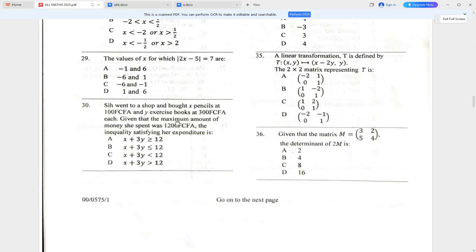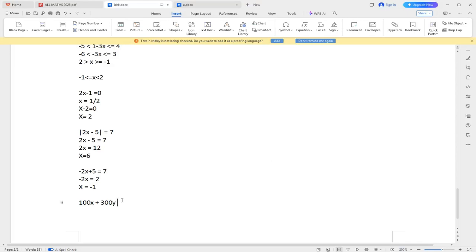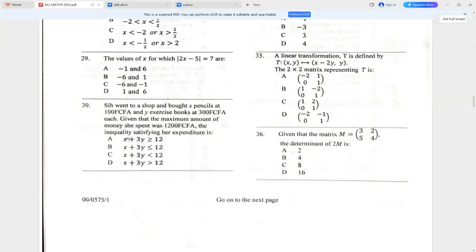And now given that the maximum amount she spent was 1,200, that means the sum of these should be less than or equal to 1,200, since this was the maximum she spent. Now we can proceed by dividing all through by 100 to get x plus 3y is less than or equal to 12. So this is the inequality satisfying our expenditure. We have x plus 3y is less than or equal to 12. B for question 30.